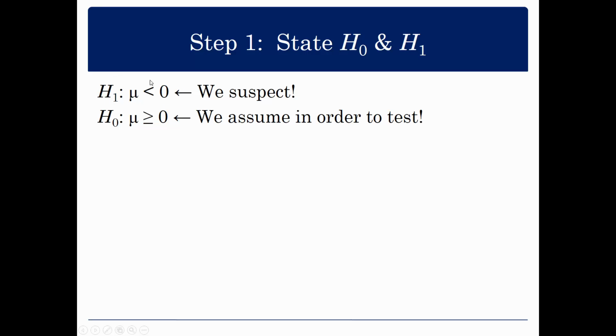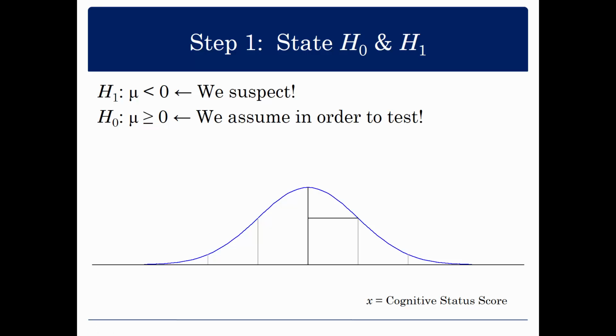In order to do the hypothesis test and to provide some evidence in support of this statement, I have to specify all other possibilities. So my null hypothesis will encompass cases where the evidence tells me that they're average, which is mu equal to zero, and cases where they're actually enhanced in terms of their cognitive status, which is the greater than. So when I set up the null hypothesis, that sets up that distribution that I'm sampling from.